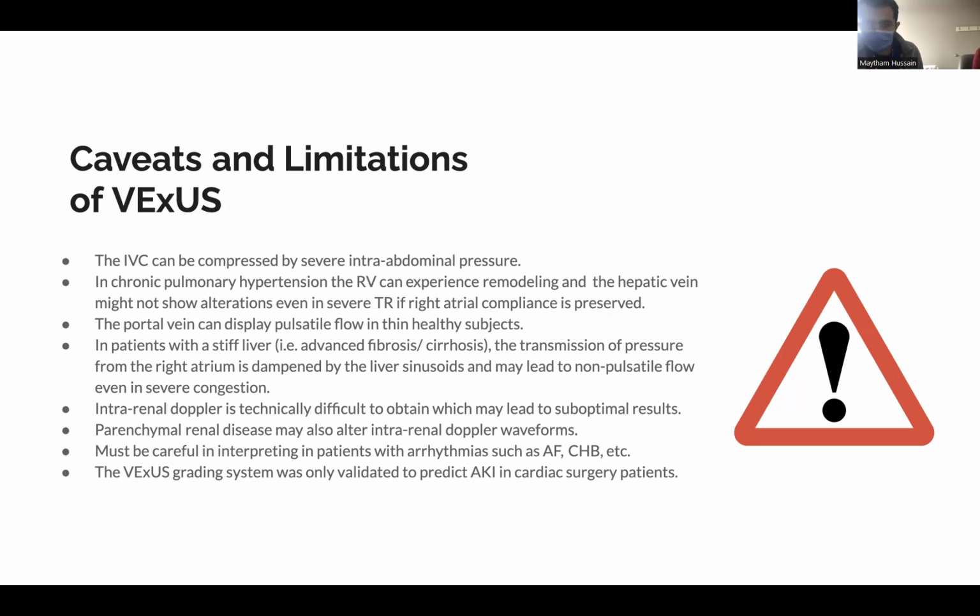And in patients with advanced fibrosis or liver cirrhosis, the transmission of pressure from the right atrium can be dampened down by the liver sinusoids and may lead to non-pulsatile flow, even though they have severe congestion. Also, intrarenal Doppler is probably the most technically difficult part of this scan, and you may get suboptimal results as a result of this, and you may misinterpret the findings. And parenchymal renal disease may also alter your intrarenal Doppler waveforms.